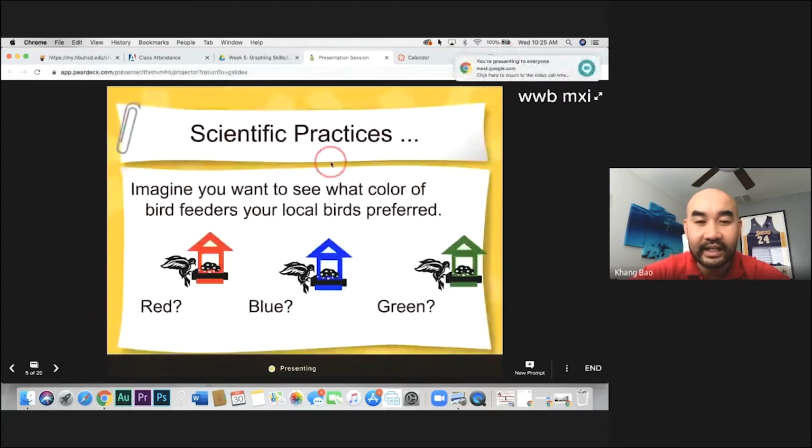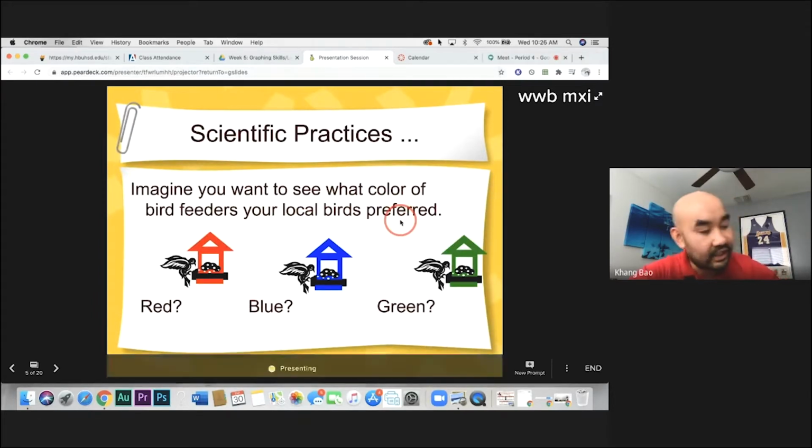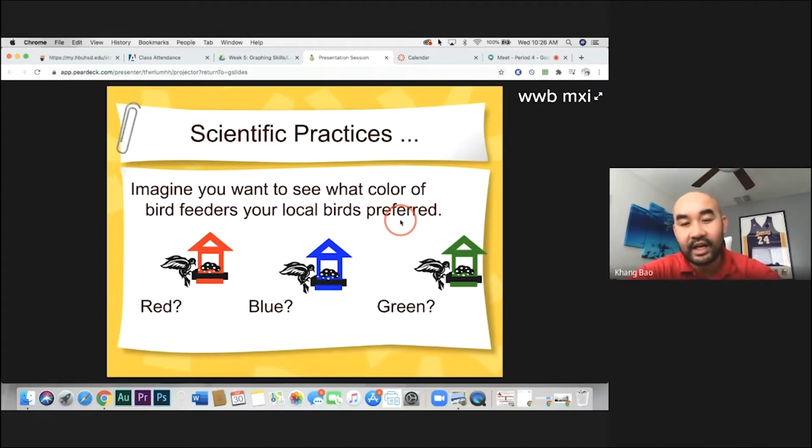Let's say I imagine you want to see what color bird feeder your local birds prefer. So let's say I observe a bird feeding on a bird feeder, and I wonder, my question is, hey, does the color of a bird feeder matter? Does it change the amount of food a bird would come and eat or not? And so that's my investigation.